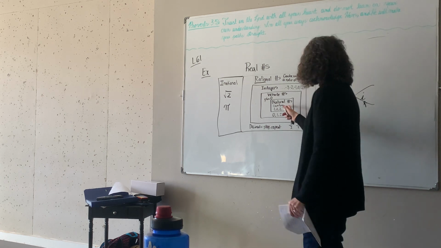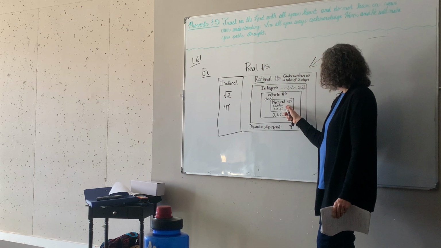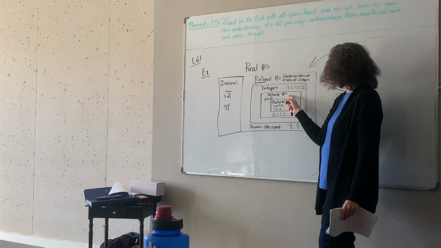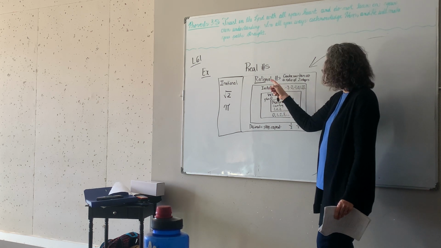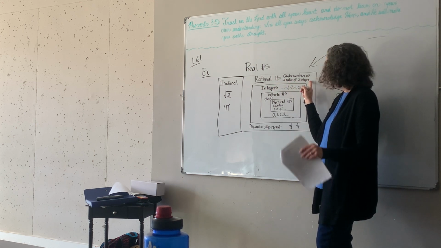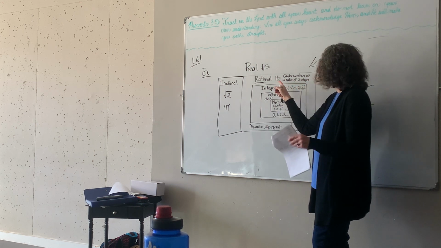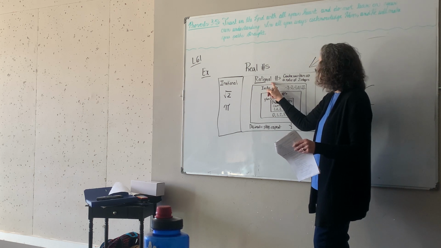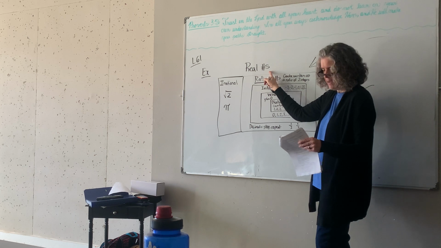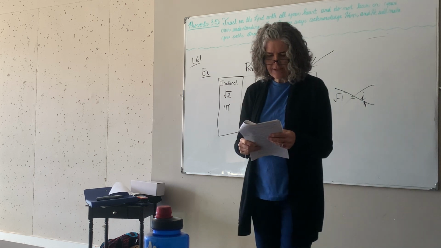Well, is it a natural number? Is 1/2 natural? No. Is it a whole number? No. Is it an integer? No. Is it a rational number? Yes, because it is a ratio of two integers. So you would say it is a rational number and one more. Real. Good.